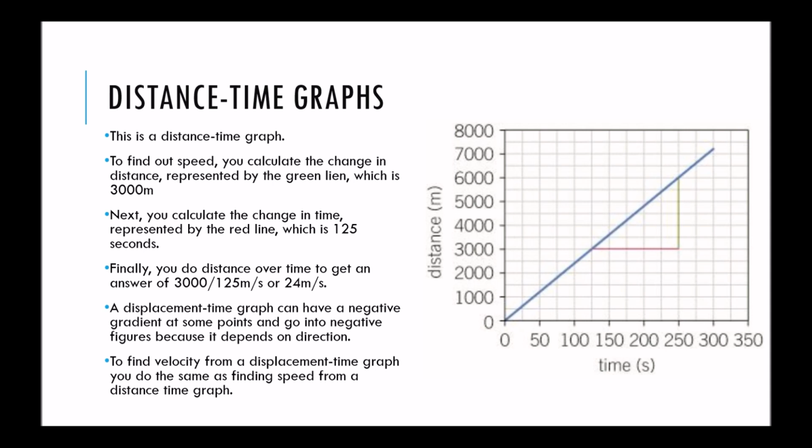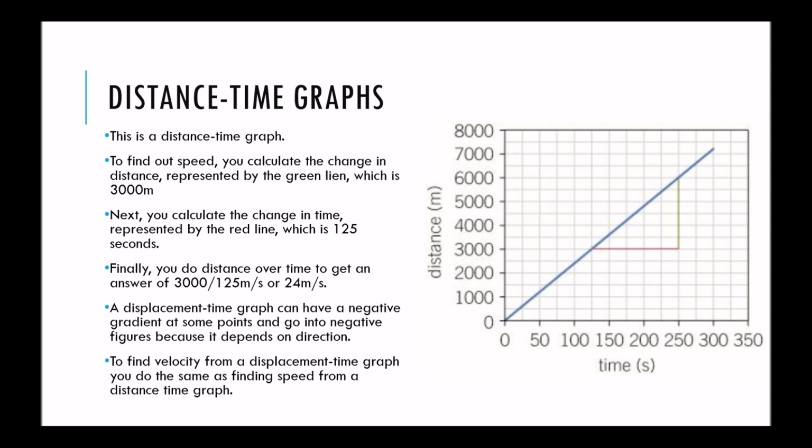And then you can also have displacement time graphs, which can have a negative gradient on them. Say you go out somewhere and then you return back to the starting point. The starting point is going to be 0. So when you're returning, it will be decreasing. You can even go into negative figures. If, say, you go 1 kilometre north, which is positive, then 2 kilometres south, that second kilometre south will be negative.